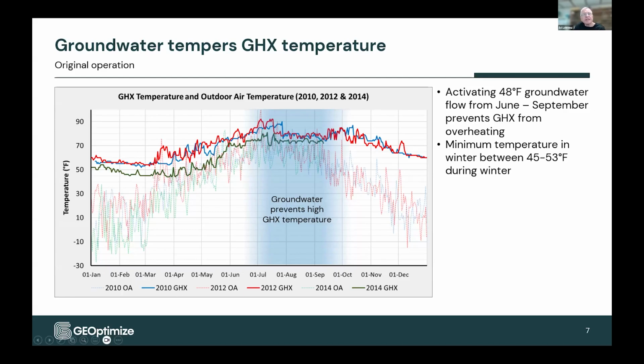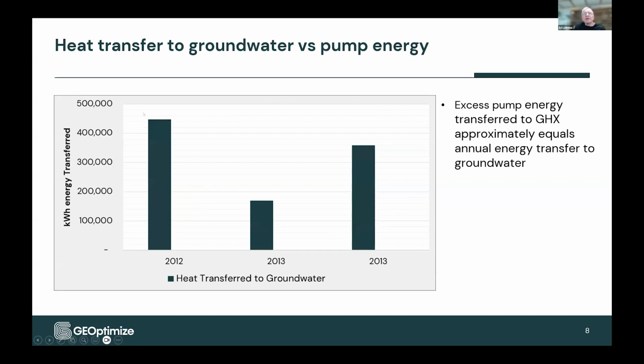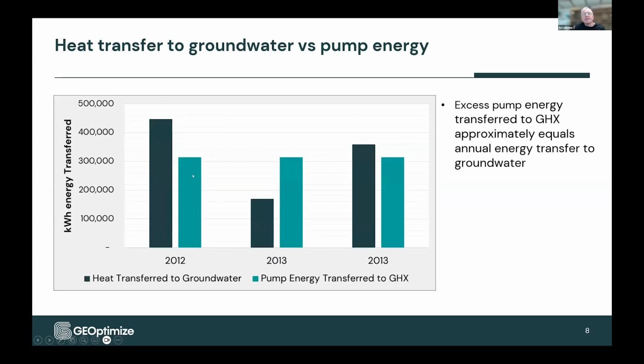So it was operating a bit more efficiently in heating, but the ambient ground temperature in that area is about 45 degrees, 47 degrees, same as it is in Winnipeg. It never dropped below that, even though they were heating with it every year. And they were keeping track of how much energy was transferred to the groundwater every year, roughly 300 to 400,000 kilowatt hours worth of heat every year. That's about the same amount of energy that was being transferred to the ground from the circulation pump just through friction losses.